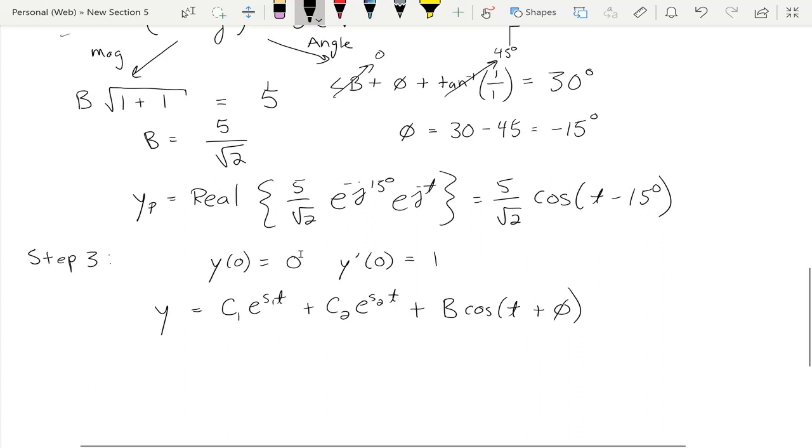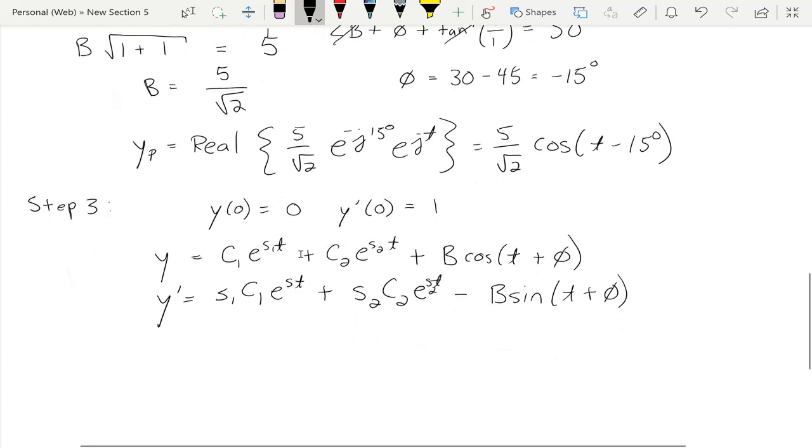Now, what else do I have to do? I've got to take the derivative. So y prime, the first derivative, would be S1 C1 e to the S1t plus S2 C2 e to the S2t. Now I've got a cosine here. What's the derivative of cosine? Negative sine. So I get negative b sine of t plus phi.